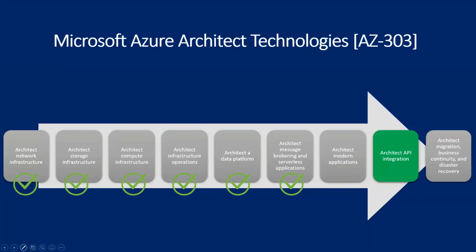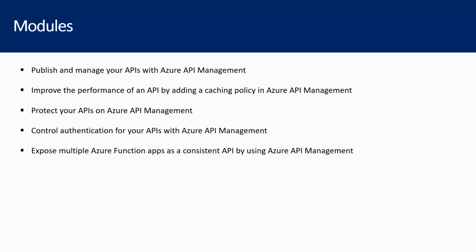As I mentioned, we covered most of the AZ-304 topics, and a few are still pending. So today we are picking up architect API integration. Let's move on to some of the basics. In this module, we are going to learn how API management works: publishing, managing, and improving the performance, protecting the API, authentication management, and also exposing serverless APIs.